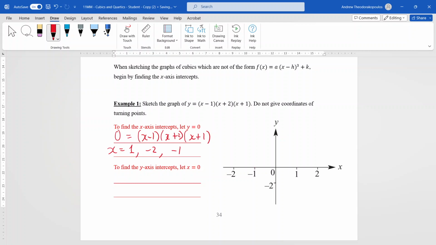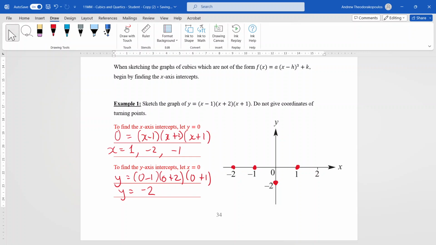So let's sketch them. If x is 1, we've got a point there. If x is negative 2, we've got a point here, and negative 1. Let's see if we can find the y-axis intercept by letting x equal 0. So y equals 0 minus 1, 0 plus 2, and 0 plus 1. So y equals, when you work all that out, negative 2. So we can put a point here as well. Okay, so now we know the intercepts.